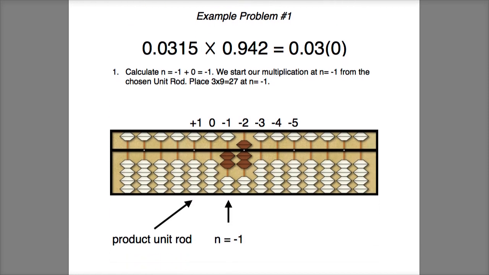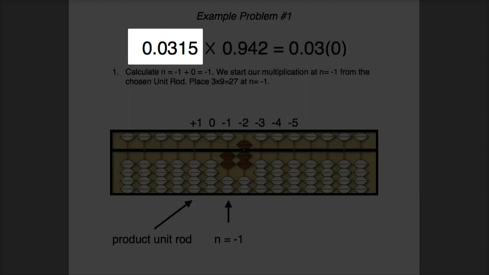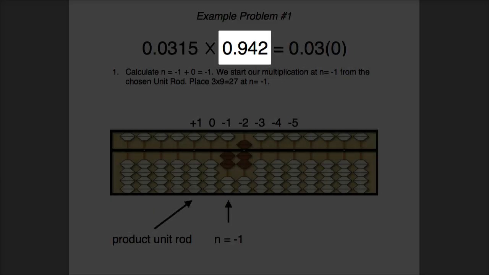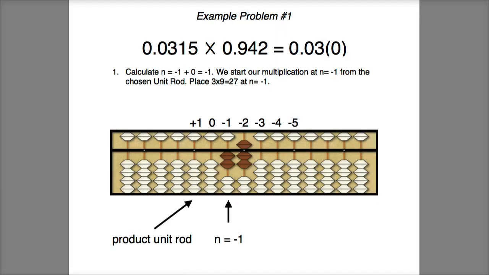So let's take a look at an example to see how we can use this. In this first example problem, we're going to calculate n. If we look at our multiplicand, which is 0.0315, we have one zero between the decimal and the 3. So we assign that a -1 value. For the multiplier, we don't have any zeros between the decimal and the 9, so we give that a value of 0. So n is -1 plus 0, or just -1.